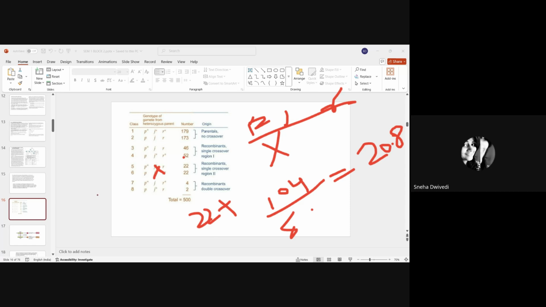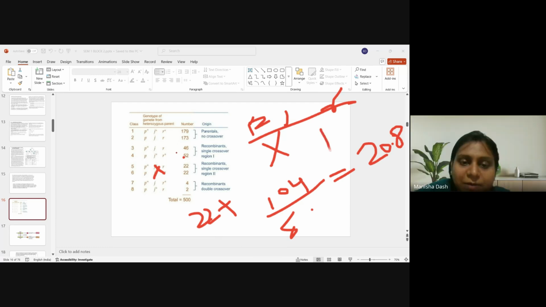Okay. 10. Yes, the distance will be 10 and it is represented by a unit called map unit or centimorgan. Small c, capital M.